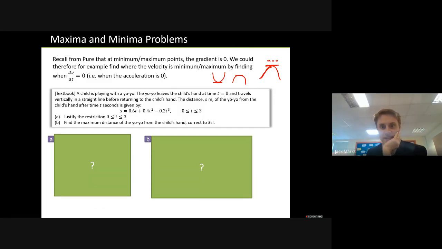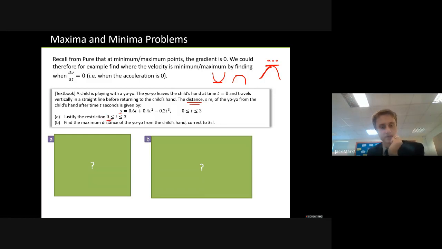The yo-yo leaves their hand at t equals 0. It travels vertically in a straight line before returning to their hand. The distance, notice it's distance here, so it's always going to be positive. Okay, their distance is given by this. Notice when t equals 0, the distance equals 0 because it's leaving their hand. And in fact, look, that's the first part there.